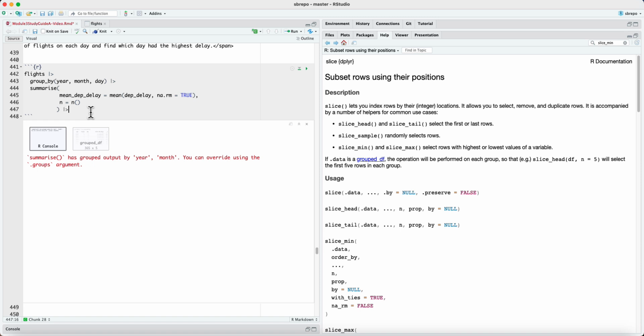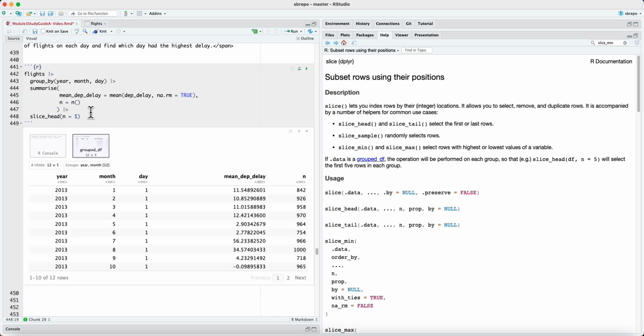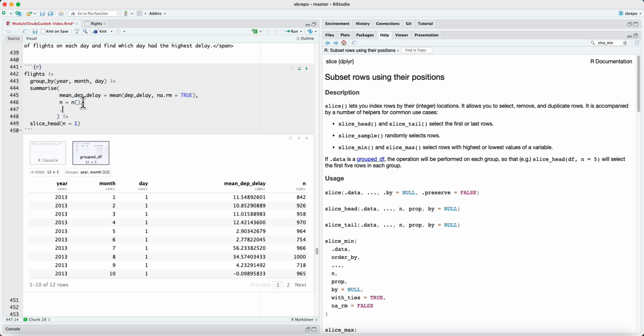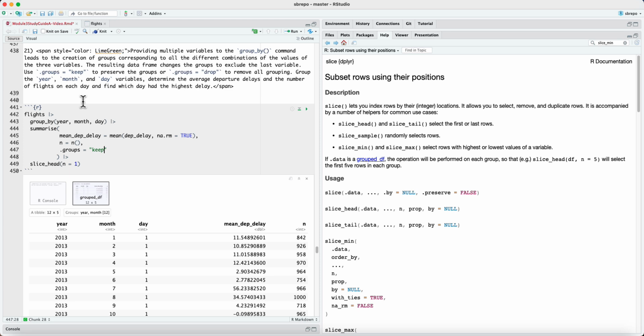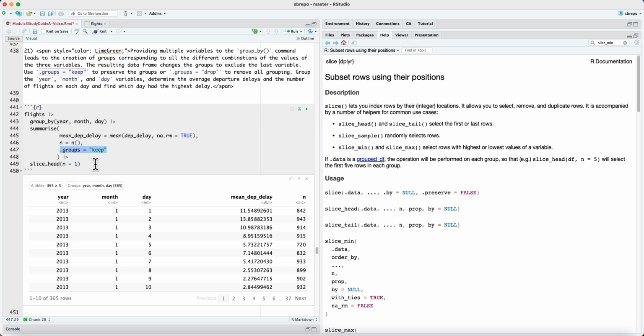So for instance, if I were to use the slice functions and look at the first row, I only have 12 rows, and that's because it stopped grouping by day and it's only grouping by month. We can change this behavior using the .groups argument, where if we say keep, it will keep all the groups in the original table. So now when we do this, there are 365 rows when we use slice head to look at the first row in each group, which means there are 365 groups. That's because it's keeping the groups. We asked it to keep all the groups.